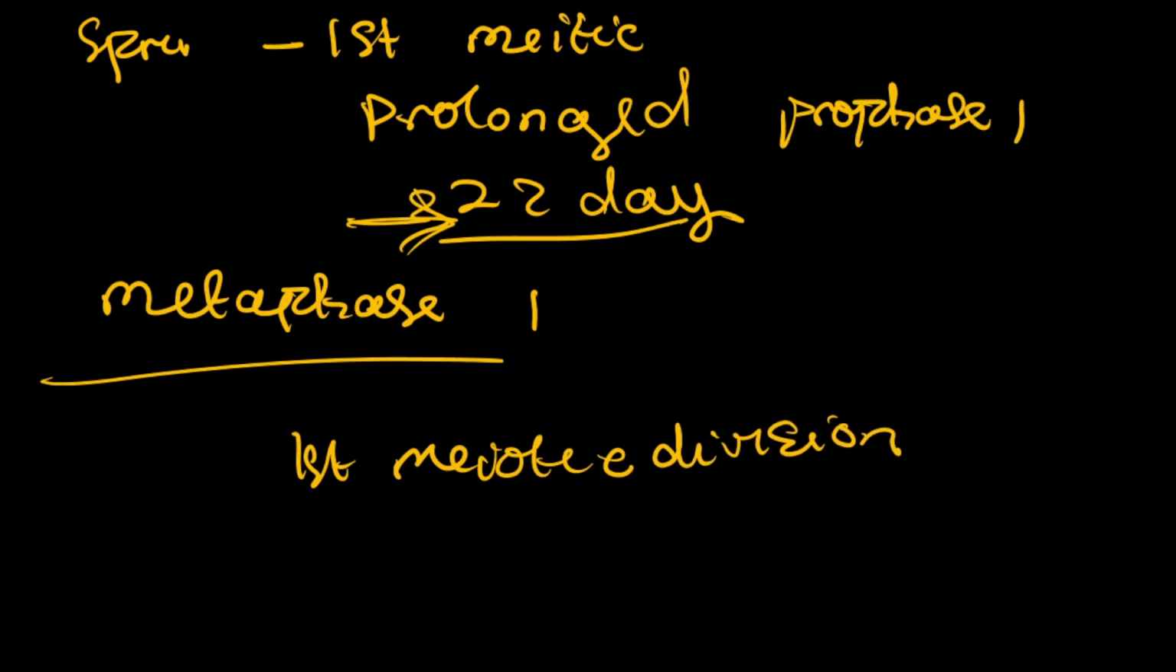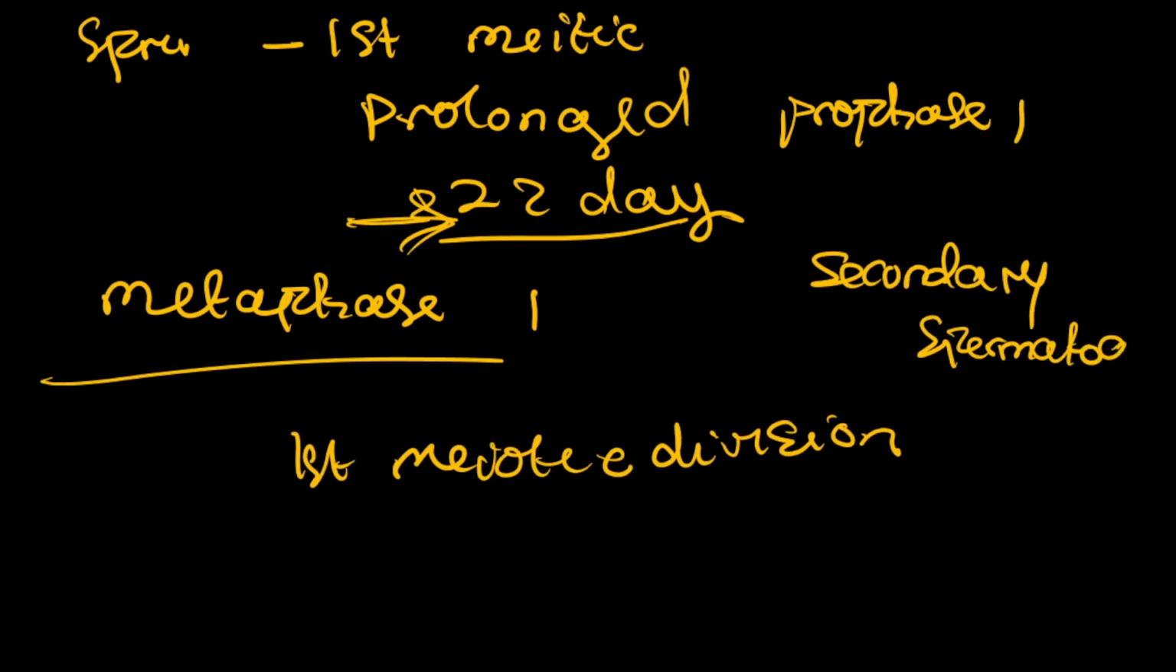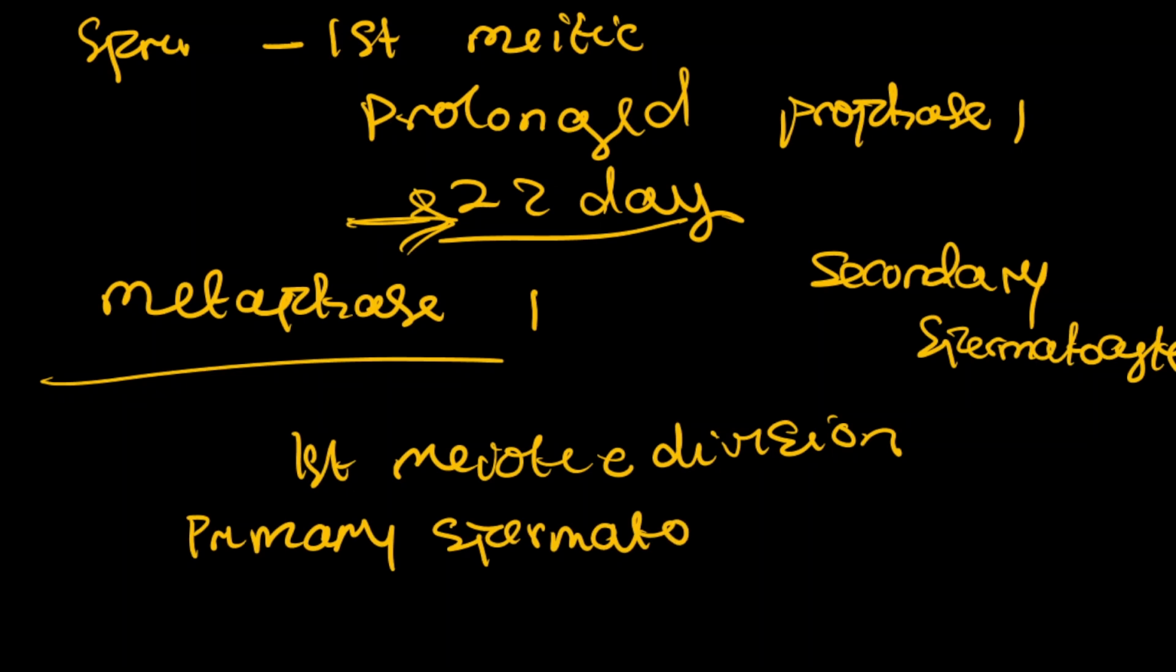So now we have a secondary spermatocyte. From one primary spermatocyte, we have two secondary spermatocytes. Of course, as earlier stated, this is unlike in the females where we have the first polar body and then one secondary oocyte.